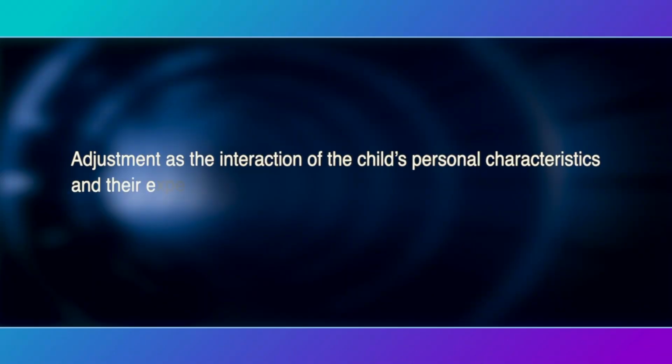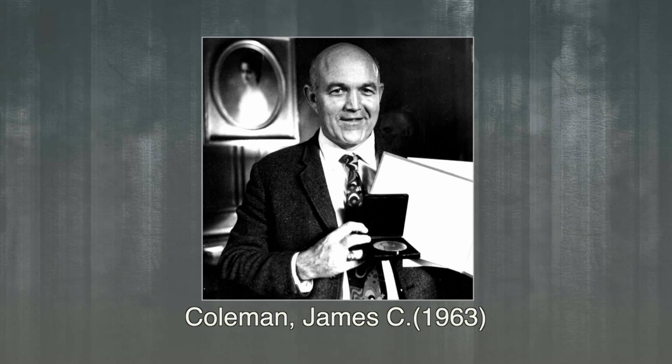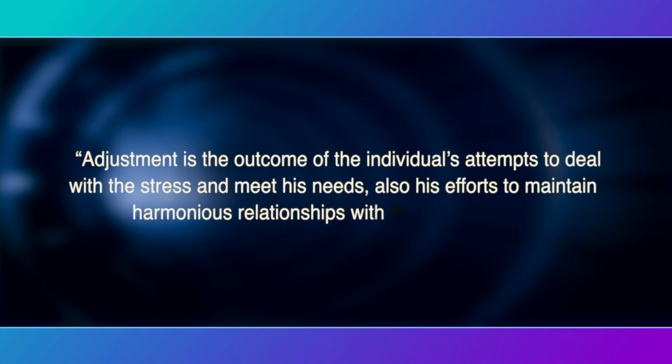Margetts in 2002 explains adjustment as the interaction of the child's personal characteristics and their experiences that ultimately determines how a toddler adjusts to high school. According to Coleman, James in 1963, adjustment is the outcome of the individual's attempt to deal with the stress and meet his needs. Also, his efforts to maintain harmonious relationship with the environment.